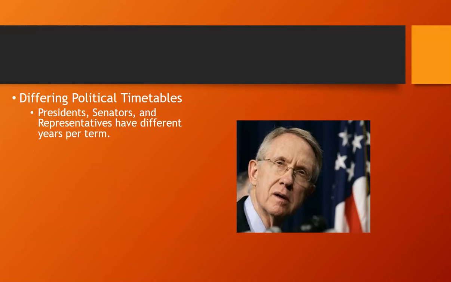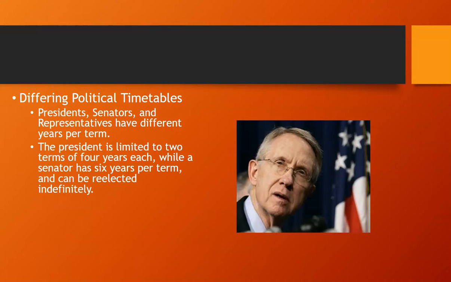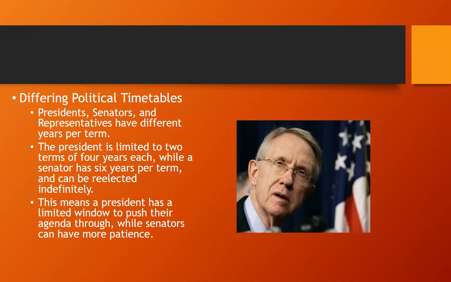Differing political timetables. Presidents, senators, and representatives have different years per their terms. For example, the President is limited to 2 terms of 4 years each, while a senator has 6 years per term and can be re-elected indefinitely. This means that the President has a limited window to push their agenda through, while senators can have more patience.